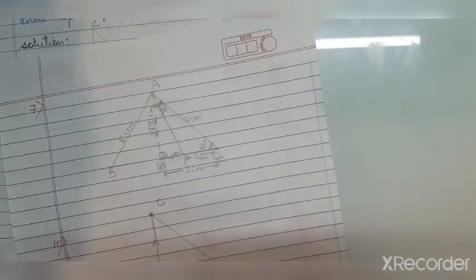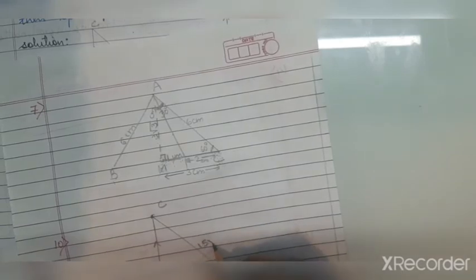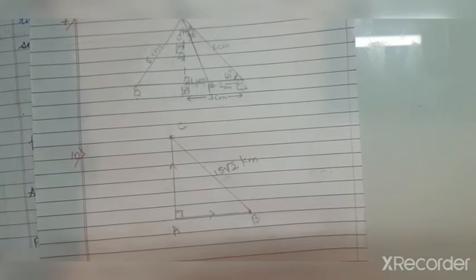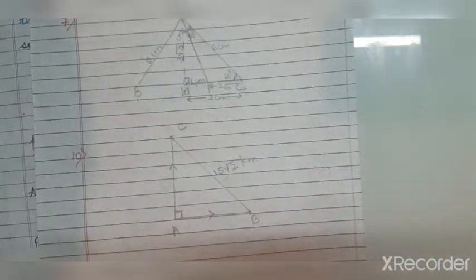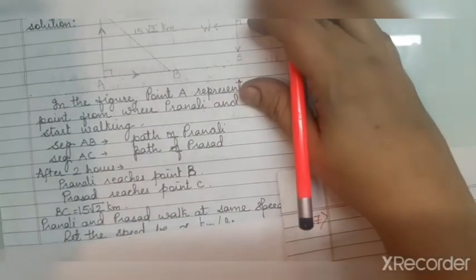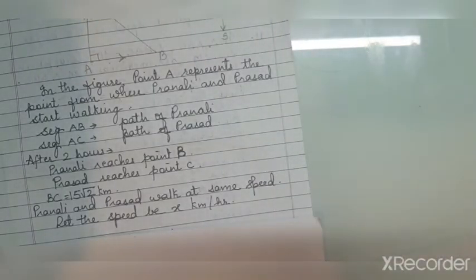This distance is given as 15 root 2 kilometers. So the distance between them is given; BC is given. Further, Pranali and Prasad walk at the same speed.